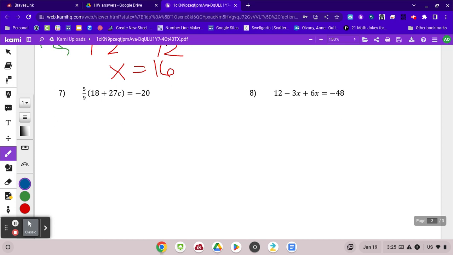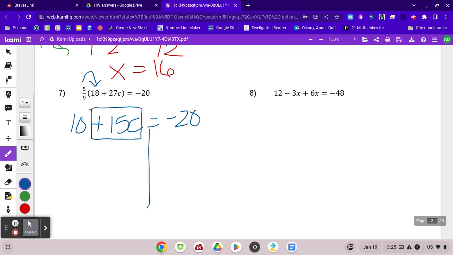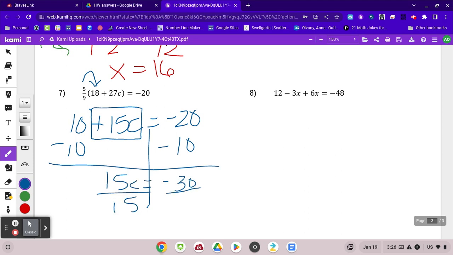Don't get nervous about fractions because you have a calculator in which you can type 5/9 times 18 to get 10, and 5/9 times 27 to get 15c equals negative 20. We're going to split, box up your variable, take the inverse of what's left. 15c equals negative 30. Divide both sides by 15, c equals negative 2.